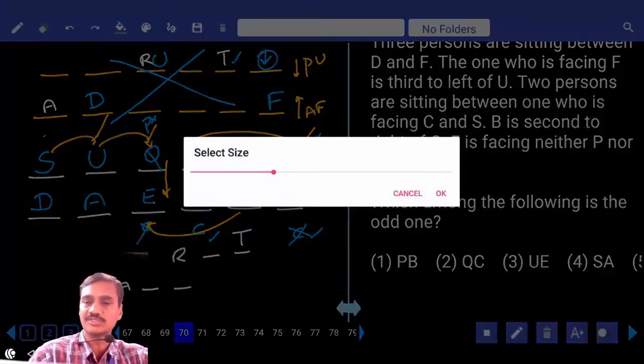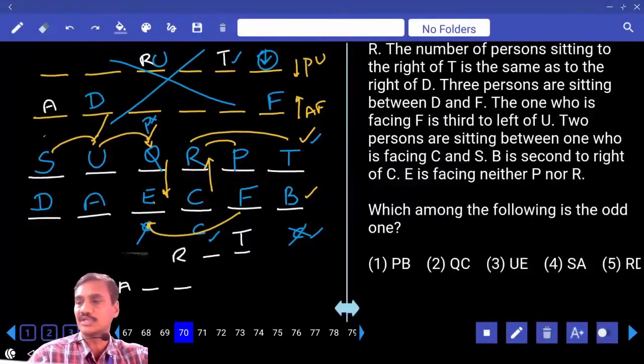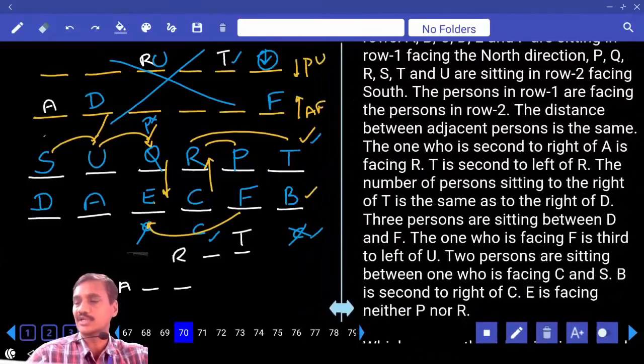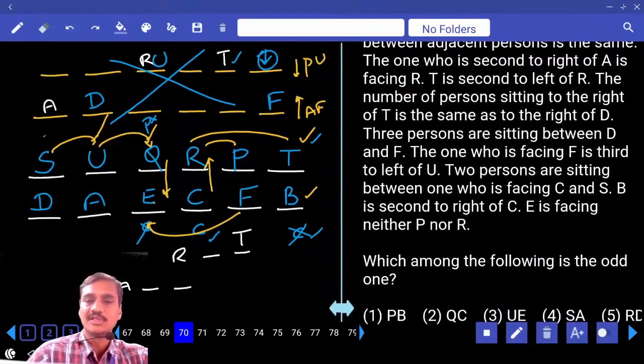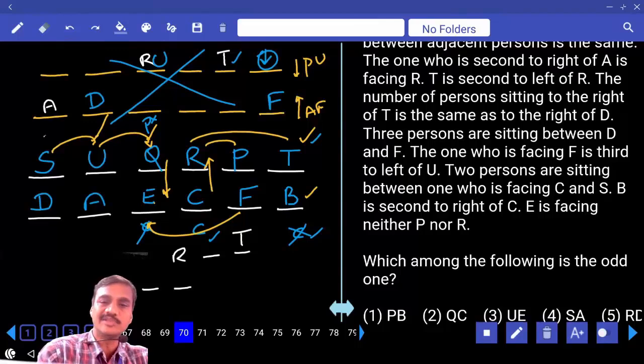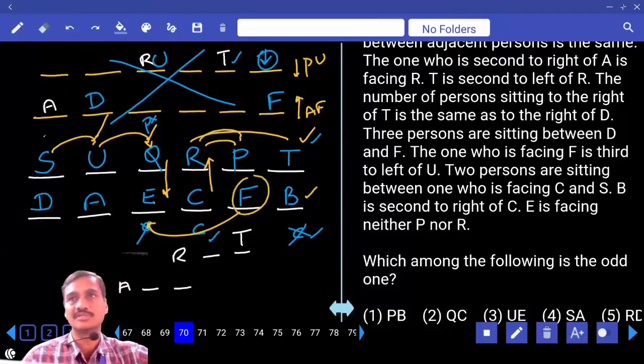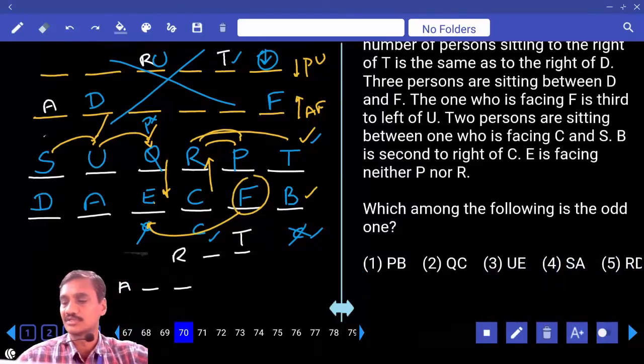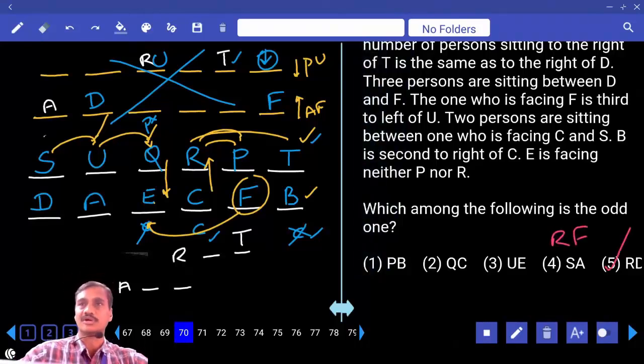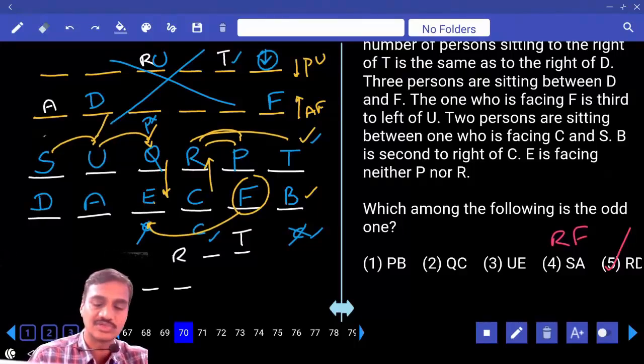And finally choice 5. Then what is given in choice 5 here? R and D. Now this R and D, tell me what is your answer here? R and D, R's immediate left opposite F must be the sequence. R and F is the correct term, but as R and D is given, hence this is the odd one, is nothing but the wrong one. Clear? Now this is about question number 70, 66 to 70.